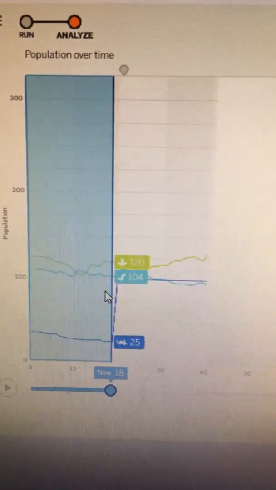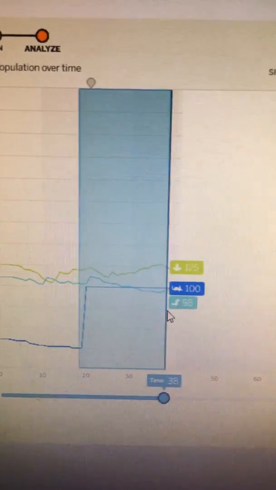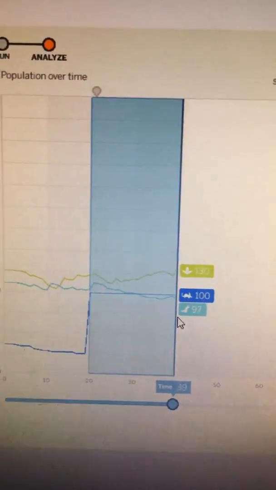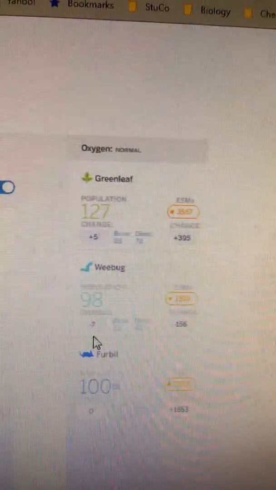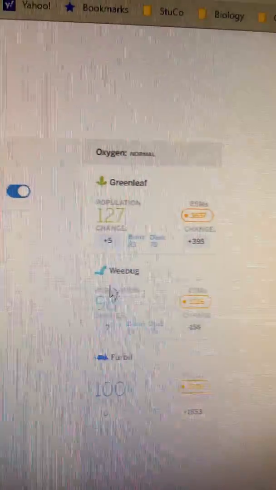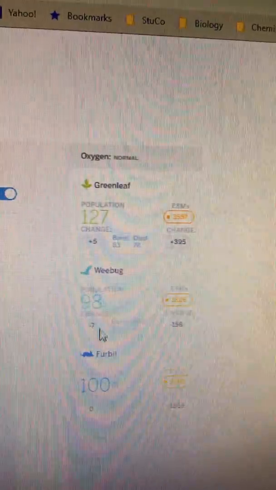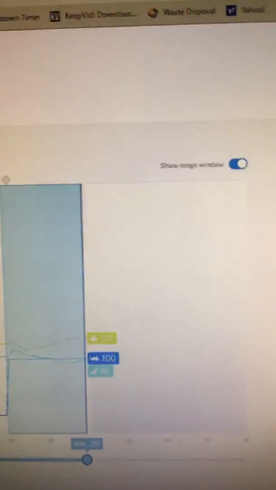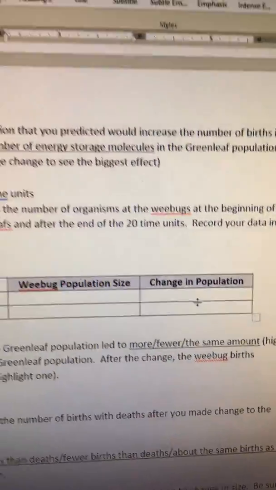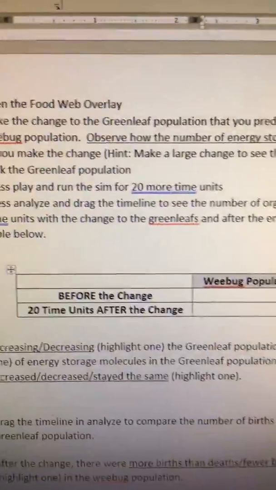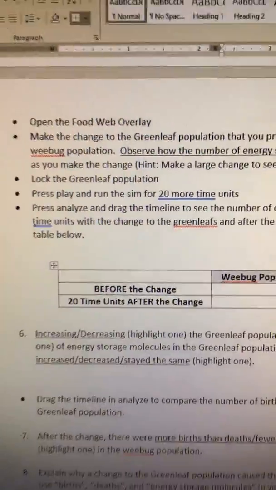Okay, if I go back to that, I'm going to go after, so 20 time units after, so I'm going to drag it clear to the end where I paused it after the 40 time units. And I'm going to observe again. So my wee bug population was 98 and my change was -7. So that's not the best example, but you guys can see that obviously the population decreased a little bit more. So again, I would go into my worksheet, record 98, and -7. You guys might want to run these twice just to kind of see if there's any difference in your data.